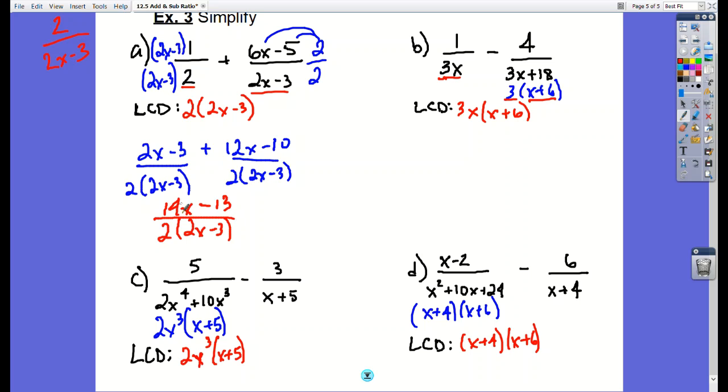Now, the top can't be simplified, can't be factored, so there's nothing to cross off. We're done. End of the problem. Right? Funny looking answer, but that's right. This is it. Now the next one.